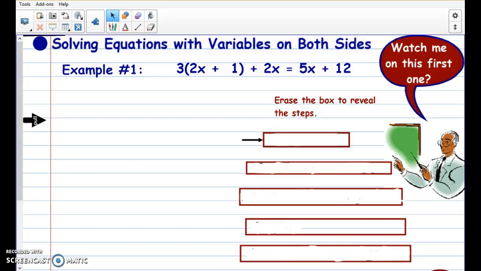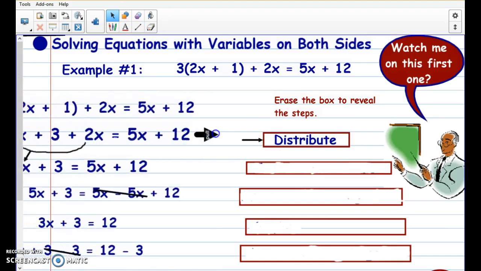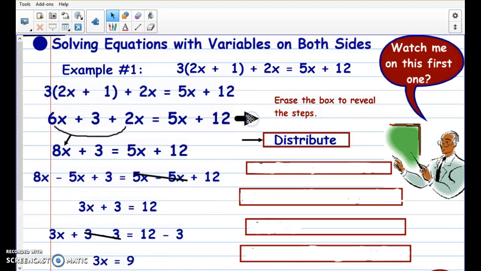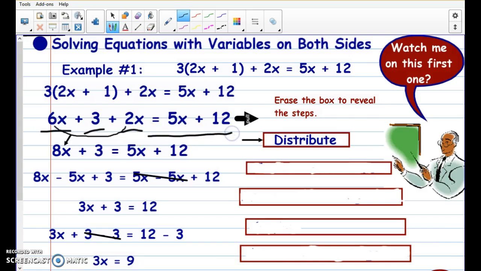I have 3 times 2x plus 1 plus 2x equals 5x plus 12. Our first step is to see if we can distribute, and we can. So we distribute, and we end up with 6x plus 3, and then the 2x, and then the rest of the equation, the 5x plus 12. Step 2 is combine like terms. We have like terms on the same side: this 6x and this 2x give us 8x.